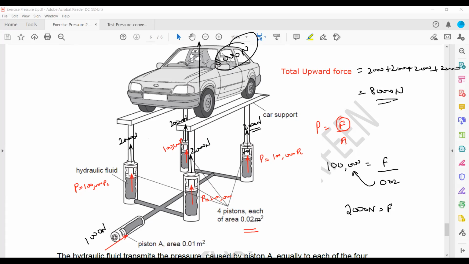In this example, we have only 4 pistons. As we increase the number of pistons, the upward force will also increase. Is it clear? The concept of Pascal principle? Any doubt in this part? So this is the Pascal principle, which states that what pressure we apply on the liquid, the same pressure will be transferred equally in all directions.